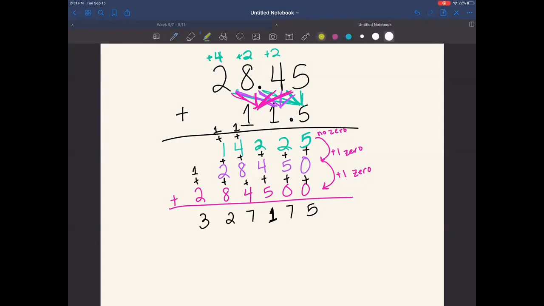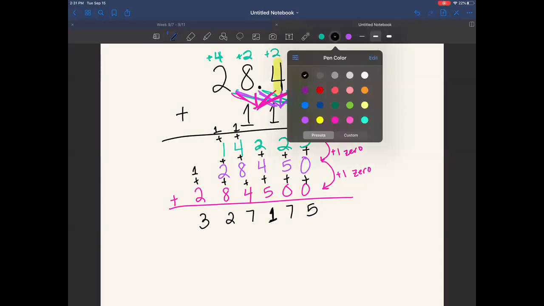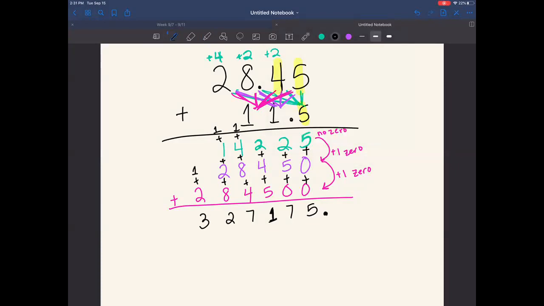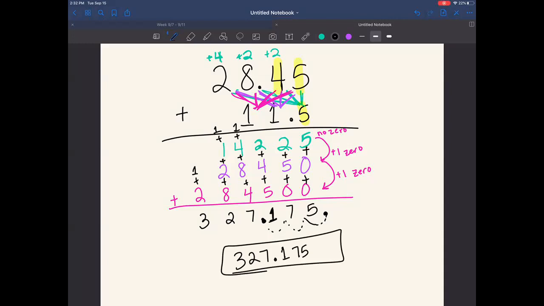Now, how many decimal places do I have? 1, 2, 3. So I have 3 decimal places. So I'm starting all the way back here. I'm going to go 1, 2, 3. So my final answer is 327.175 miles. So that's how far the car can drive on a full tank of gas.